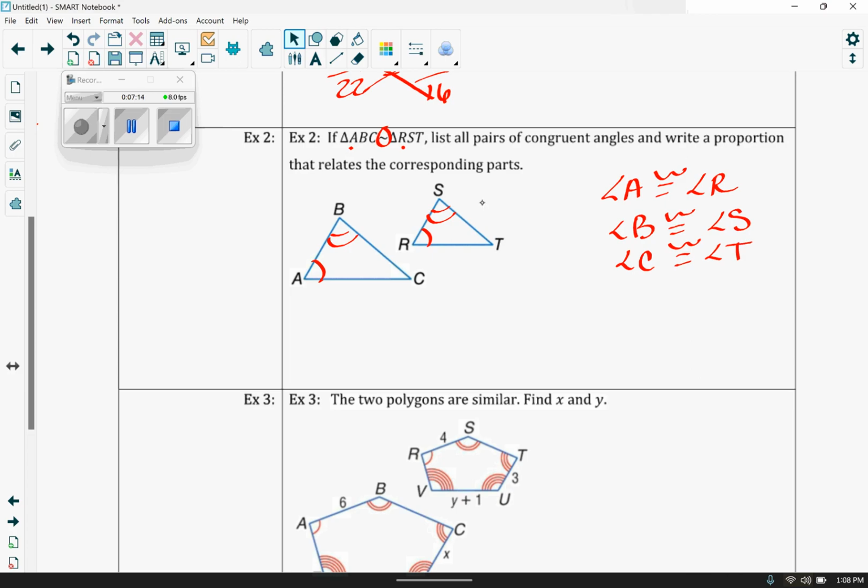Now corresponding parts. I'm going to say that, and you can do it from here. You don't even have to look at the pictures. I can say AB over RS. That ratio should be equal to BC over ST, and then my CA and my TR.